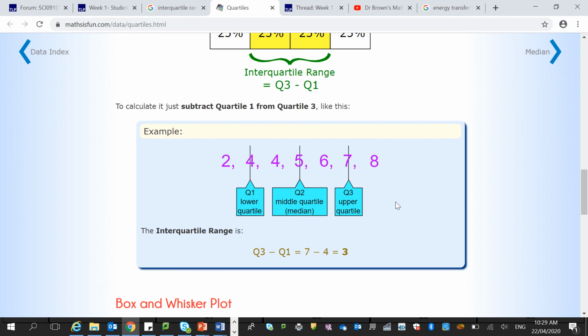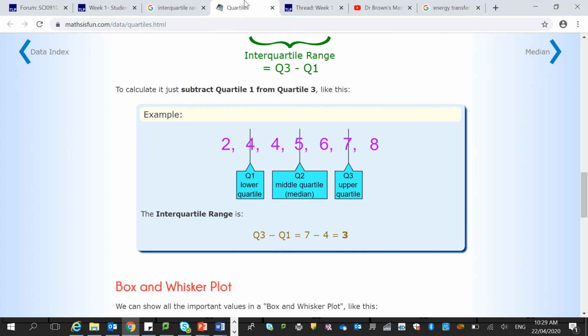Going back to my comment before, if instead of 8 we had 508, it would be 508 minus 2, which would be 506. So the range would be 506, but the interquartile range would still be 3. And that's an example of why we use the interquartile range. It is not affected by outliers.